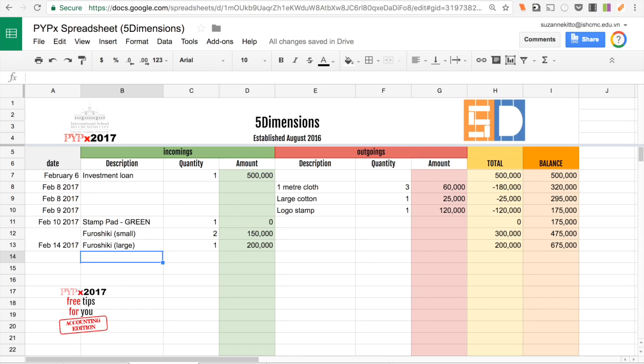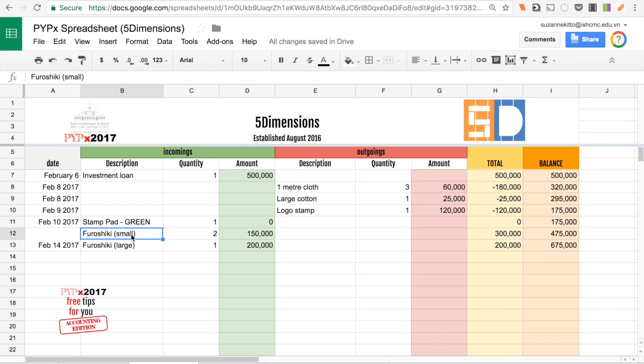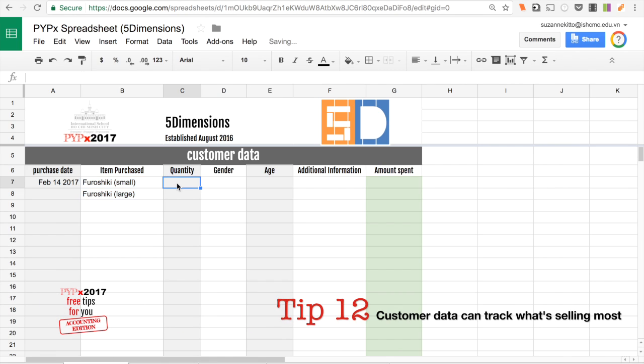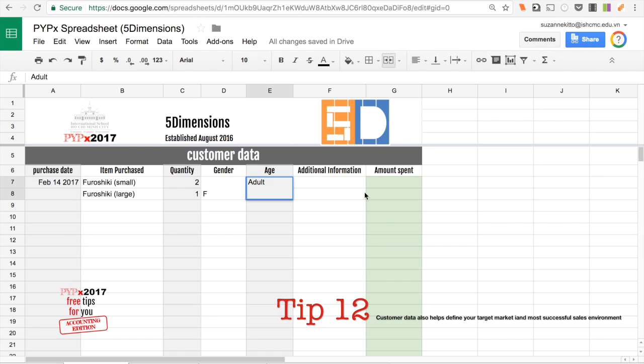Okay, the other thing we need to keep a track of, or a smart business person would keep a track of, is data for their customers. So I've had one customer so far. The purchase date was February 14th. The items that they purchased, I can go over here and have a look again. I've got 2 small furoshiki, 2 of those and 1 of those. This was bought by a female. If you don't have to get personal with people and ask them exactly what their age is, you could just put adult. That's probably fine.